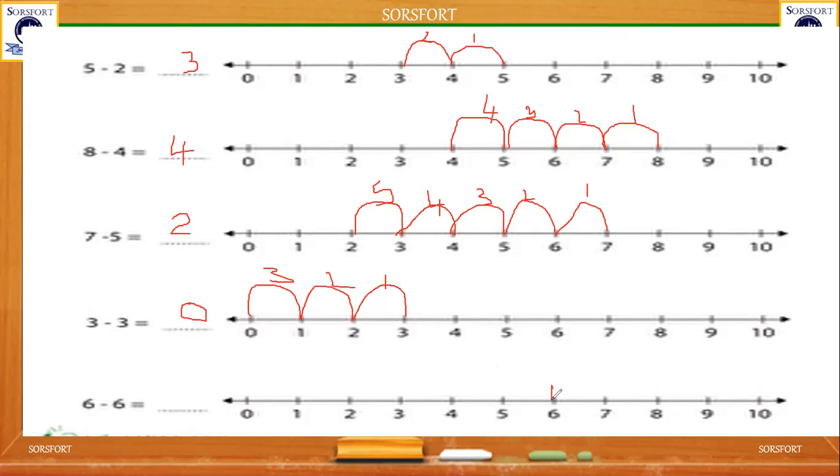Now 6 minus 6. From 6, how many times do we have to subtract? 6 times. 6 to 5, 1 time. 5 to 4, 2 times. 4 to 3, 3 times. 3 to 2, 4 times. 2 to 1, 5 times. 1 to 0, 6 times. 6 minus 6. In 6, we have to subtract 6 times and we get 0.